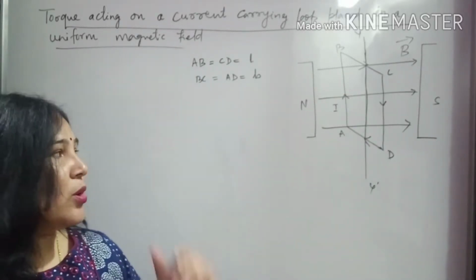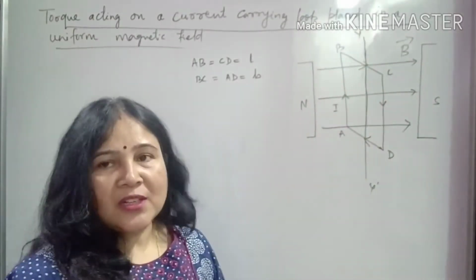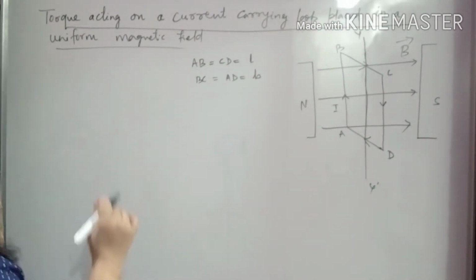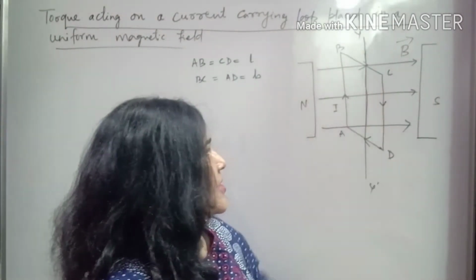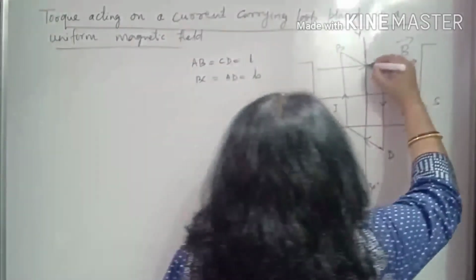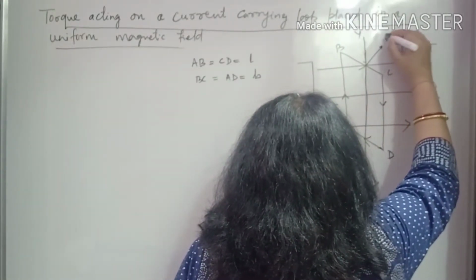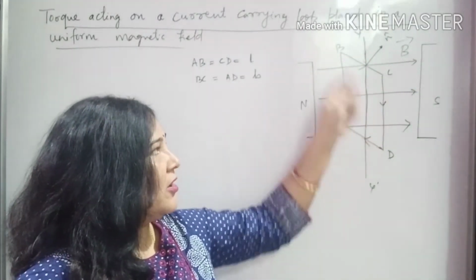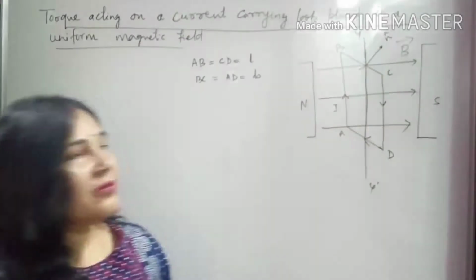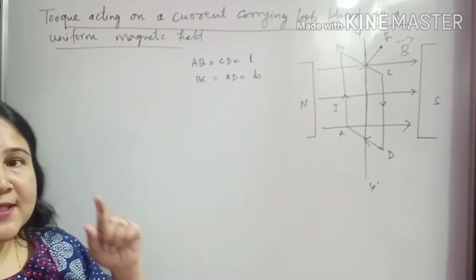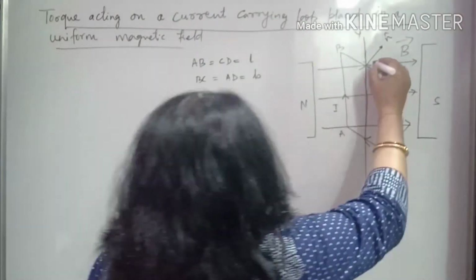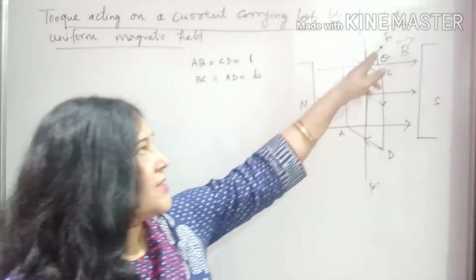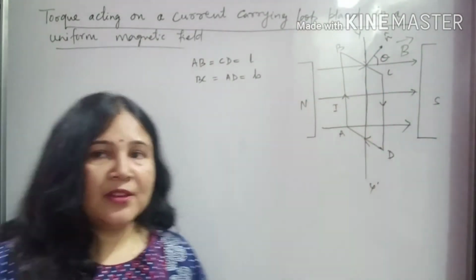Let's see what is the force experienced by each section and what is its direction. Let's consider first this AB. One more thing: let's suppose the normal vector of this coil, its area vector. This is the outward drawn normal to the plane of the loop, the n cap. Let's suppose this area vector of the loop is making an angle theta with the magnetic field.